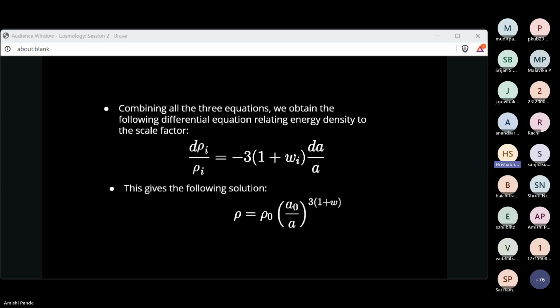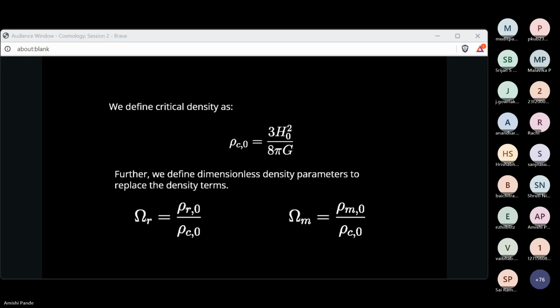You can go back to the slide where we defined the dimensionless quantities. Yes, just stay right there. So we define something called the critical density, the critical rho, 3 H naught squared by 8 pi G. The reason for that, you will know if you do it by your own hands. Once we do that, now we define these dimensionless quantities.